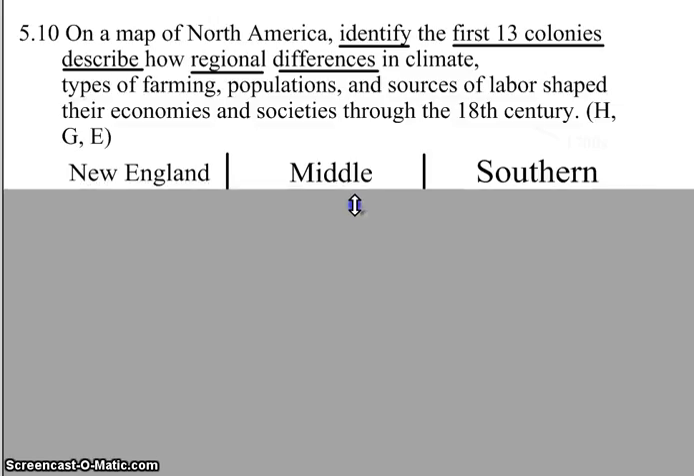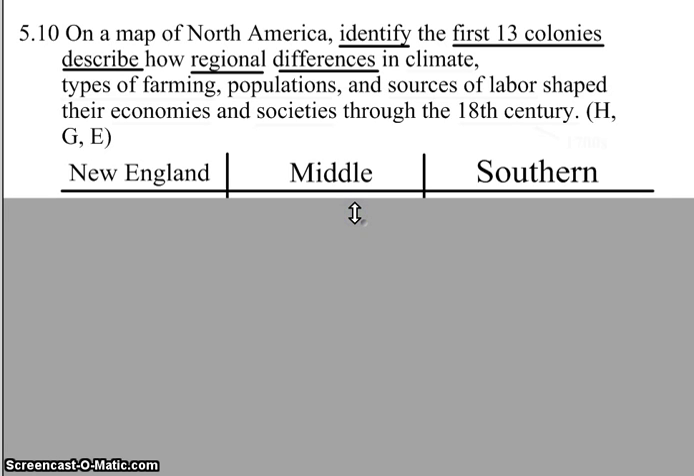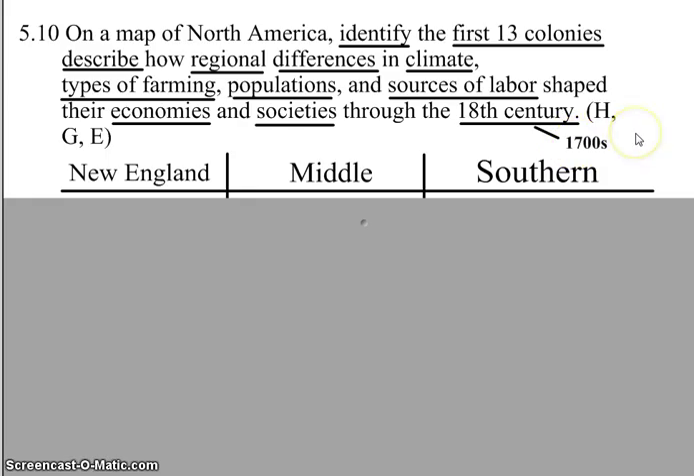Did you guess New England, Middle, and Southern? You were correct. Well done. So these 3 regions have differences in climate. They have differences in the types of farming that could be done there, the people who live there, and the sources of the labor. And all those things combined to shape the economies and the societies of these places through the 18th century. Do you remember when the 18th century was? Think for a minute. Did you say 1700s? Well done if you did.